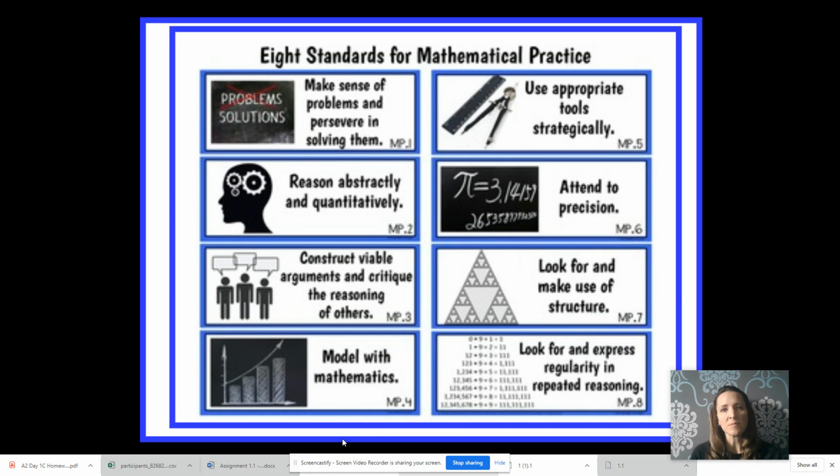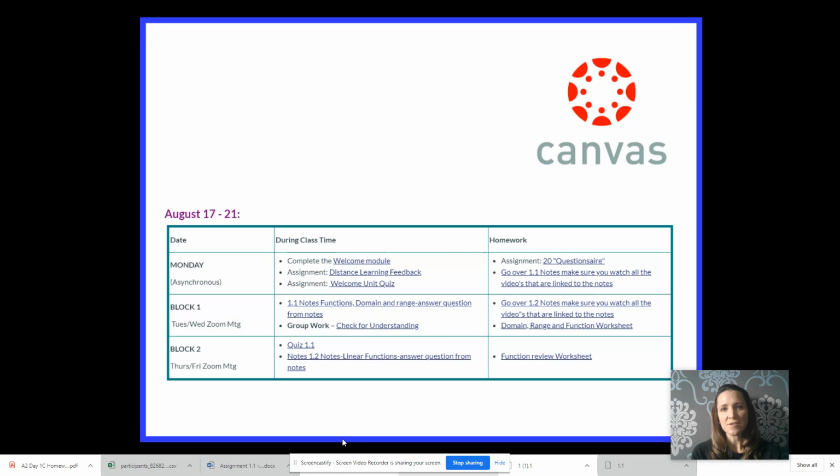What tools are available to you, and how do you use those tools strategically to help you solve the problem? How can we reason through the problem? How can we critique or evaluate the reasoning of others? Can we see any patterns in the problem? Is there any structure that we can use? And these are all things that I want to emphasize this year with my students so that they can be better mathematicians.